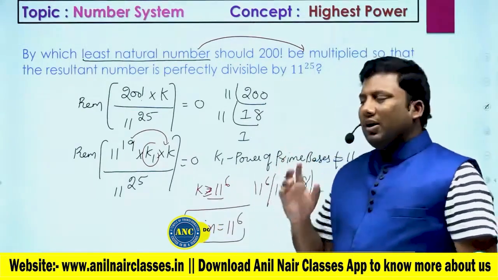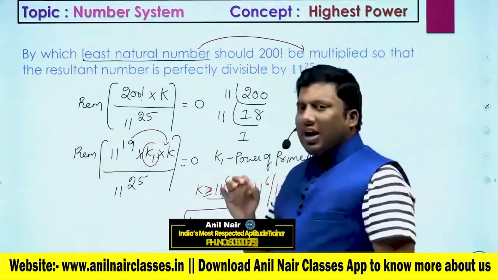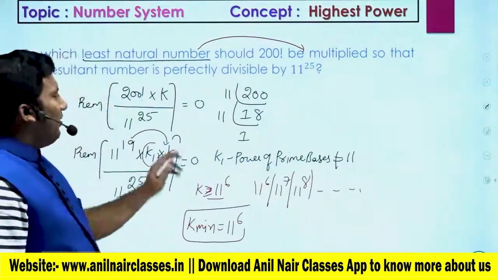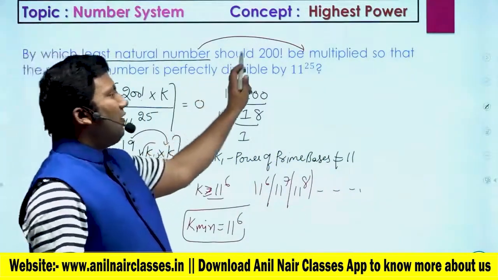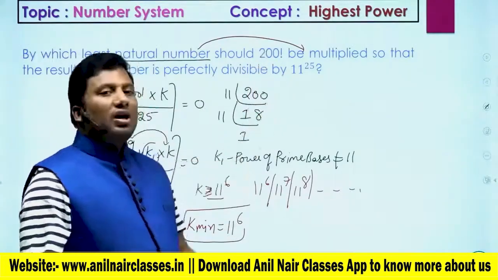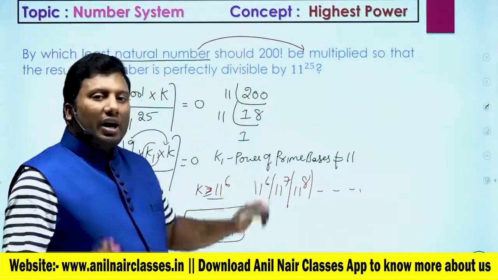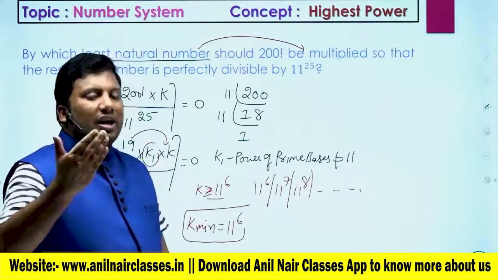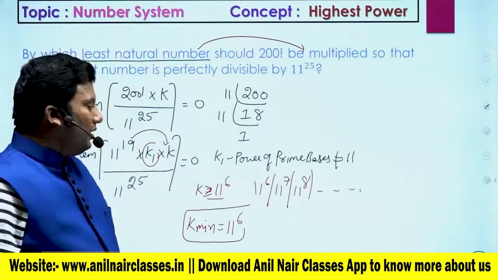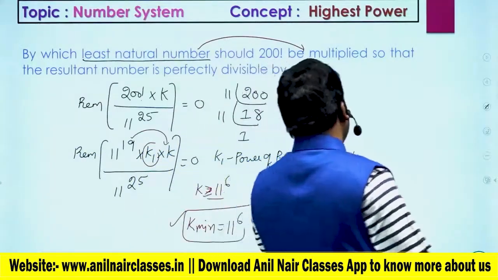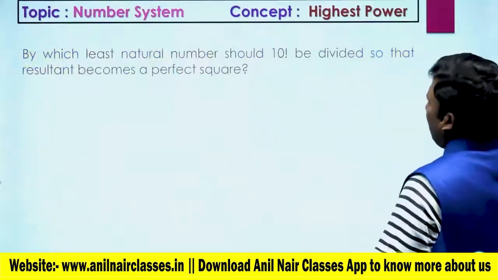In simple language, find the highest power of 11 in 200 factorial. The highest power of 11 in 200 factorial is 11 power 19. I want 11 power 25. How much extra power of 11 should be there? 6 power of 11 should be there. Very easy question. Next one.